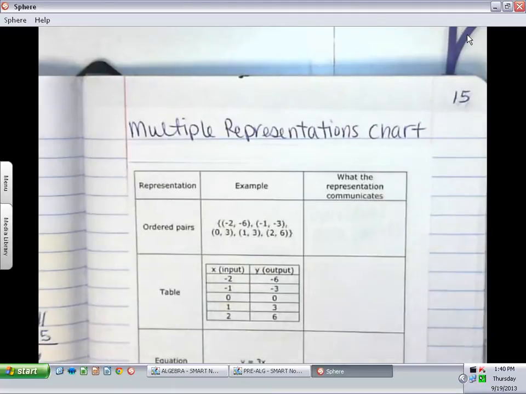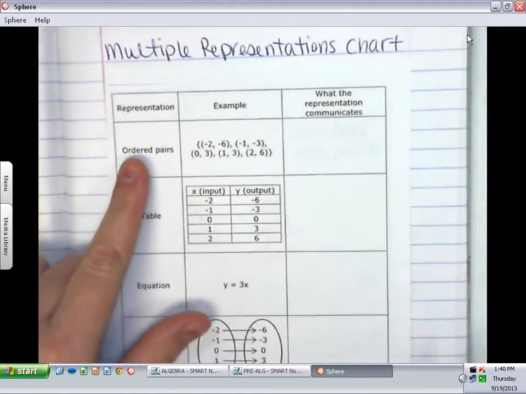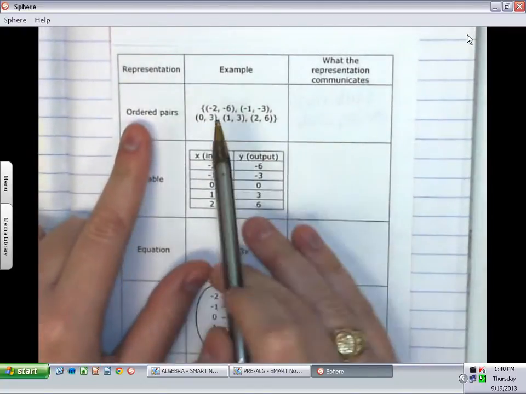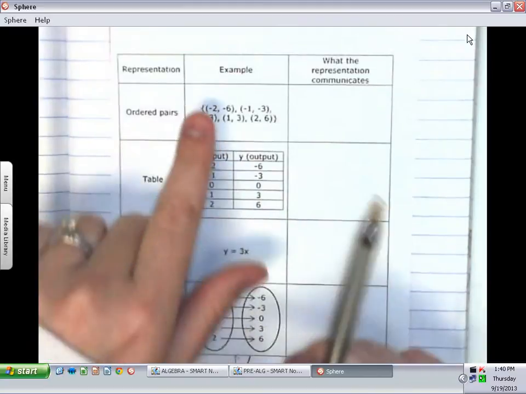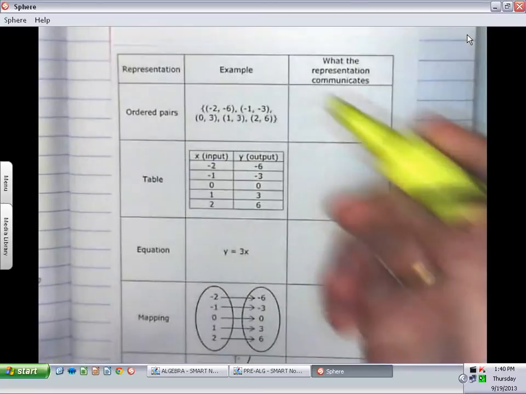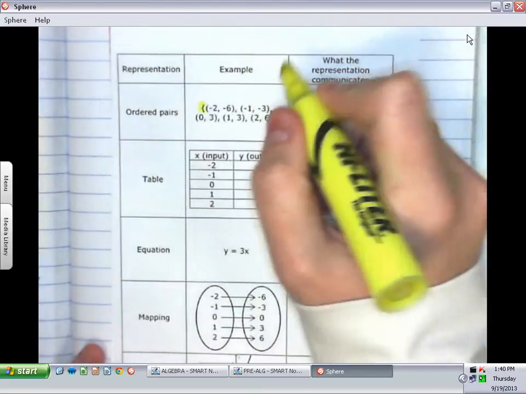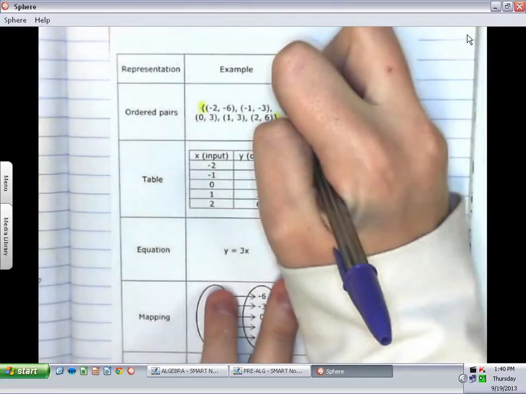pause and rewind. We're going to start here with ordered pairs, and ordered pairs should be familiar to you. Ordered pairs are listed as two numbers with a comma inside parentheses. These ordered pairs have these special little brackets around them. They're just telling you that they are grouped together. They're representing one thing. So ordered pairs are just individual data points.